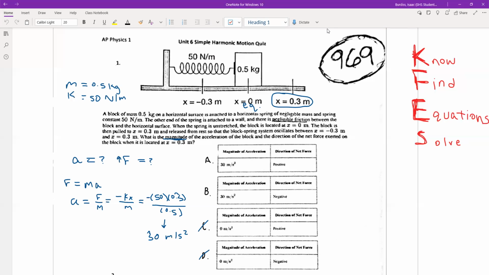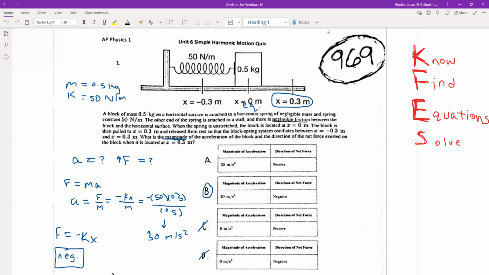So now we know that, but what about the net force? Well, the net force is, in this case, negative k times x, and that is negative 50 times 0.3, which would give us a negative answer. So we know that it's negative because of that. So the answer would be B.